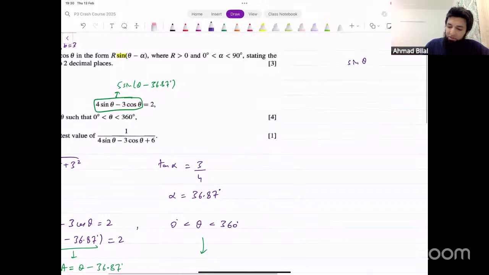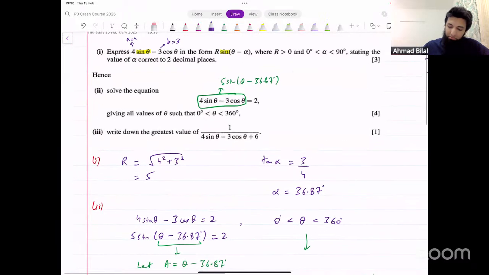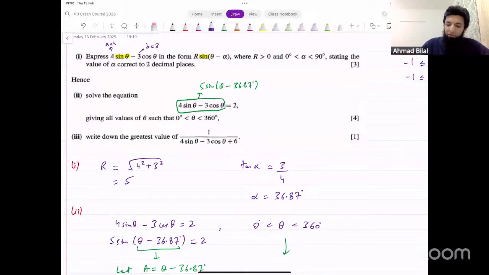Sine function, it is between minus 1 and 1. And similarly, cos function, that is also between minus 1 and 1. So sine and cos functions, they have their values between negative 1 and 1. The least values of these functions are negative 1. The greatest values are 1. We can use that here. But the problem is we have two different functions. We have sine and cos.